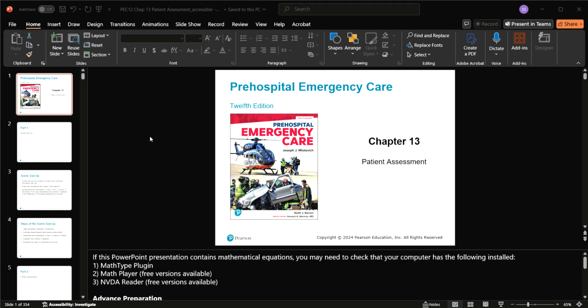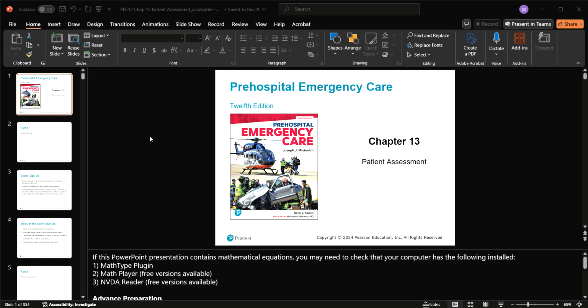The anatomical approach, okay, that is head to toe. So starting at the patient's head, doing our DCAP-BTLS, going all the way down to their toes, and then assessing their posterior side. We've got to check their back as well. Do not forget that.